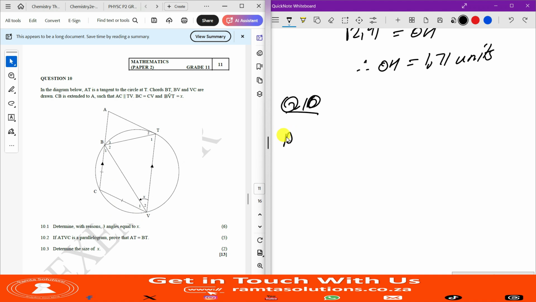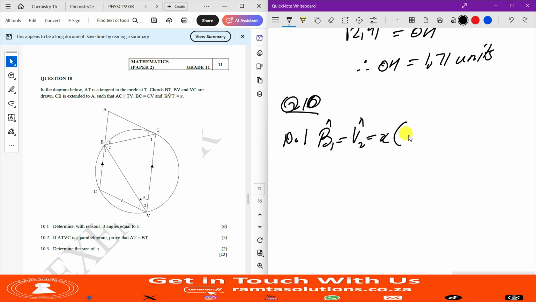10.1. I don't have to copy this, right? So 10.1, they say determine with reasons three angles equal to X. I see three angles equal to X. So here is X, and they said these are parallel. So I will say angle B1 equals angle V2, which is equal to X. These are alternate angles because AC is parallel to TV.